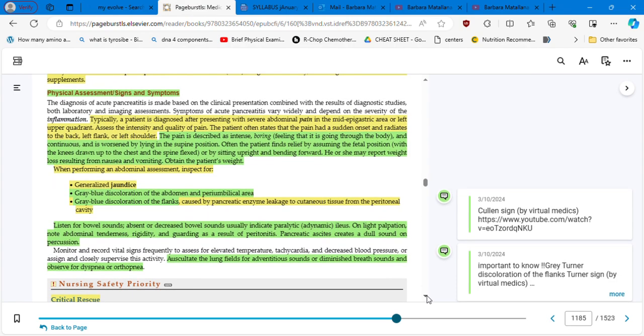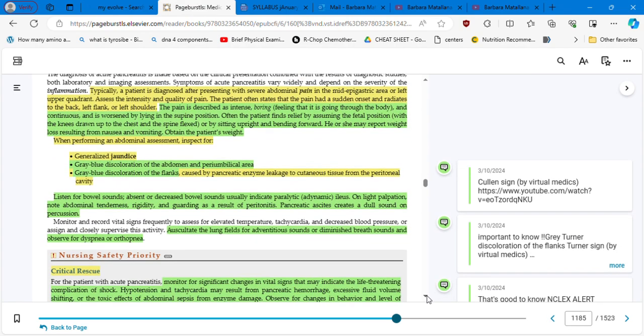Now, the signs and symptoms. Typically, a patient is diagnosed after presenting with severe abdominal pain in the mid-epigastric area or left upper quadrant.